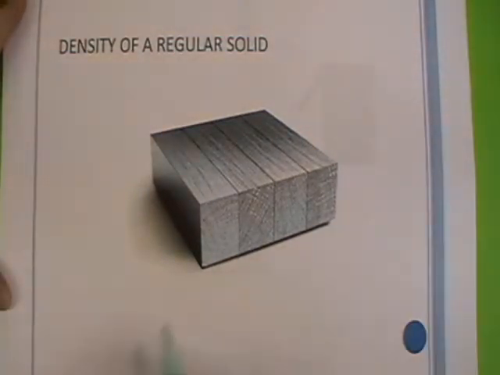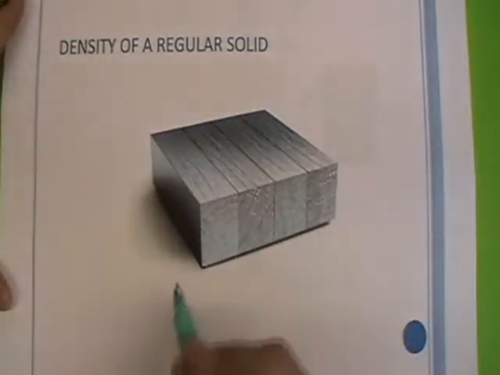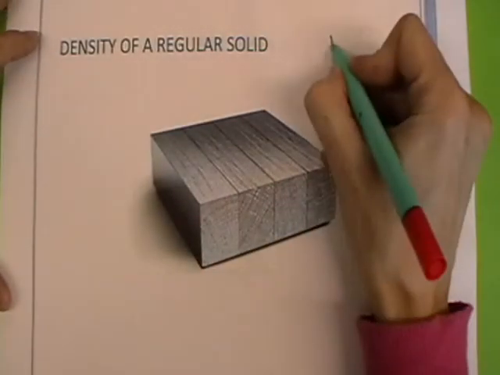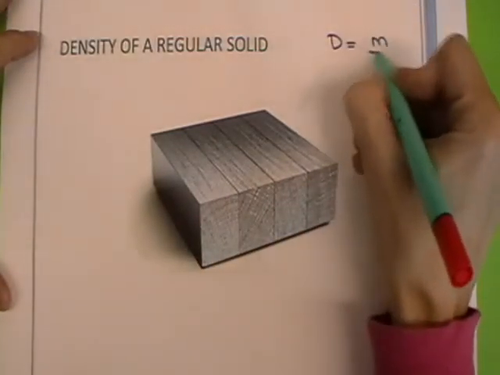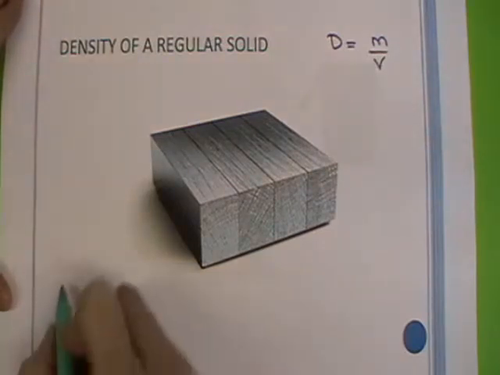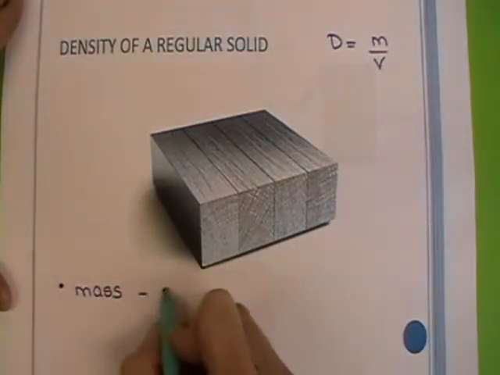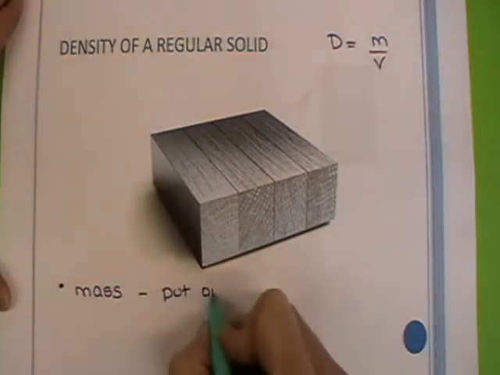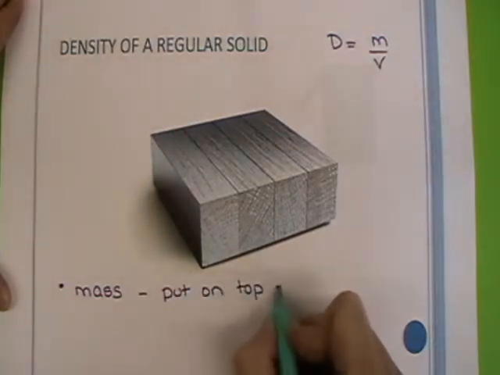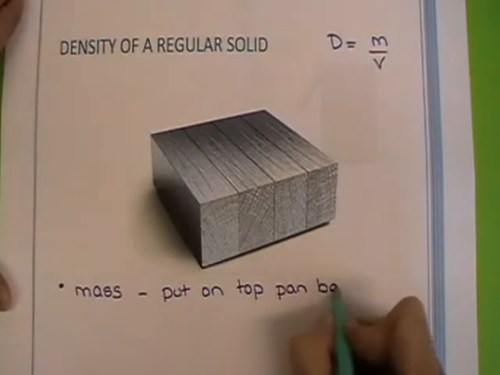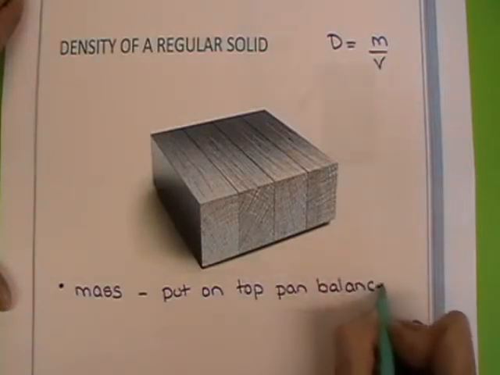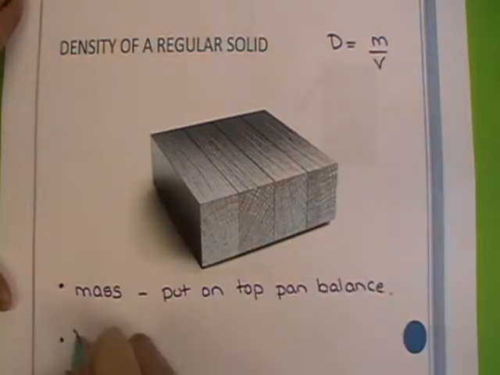So if you have a regular solid like this piece of metal here, all you need to do is write down your equation, density is mass over volume, and explain to the examiner how do you find the mass. So how would you find the mass of that? You put it on a top pan balance and weigh it. And then how do you find its volume?